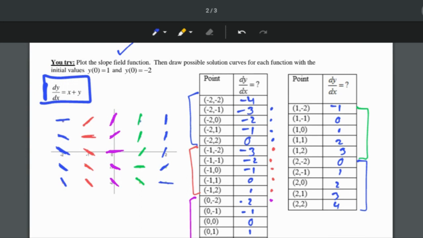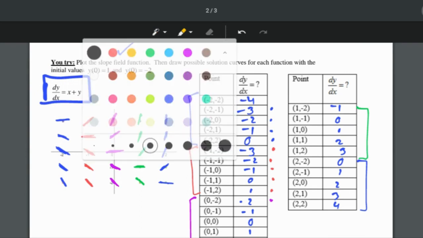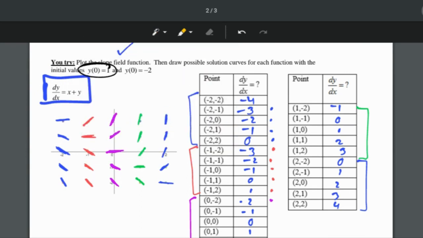All right, step 2, we need the solution curves. So the first one goes through the point 0, 1. So find 0, 1, that's this point. And then again, just follow a path. Maybe make it go up and out like this, and over and out like that. All right, maybe the best you can do.